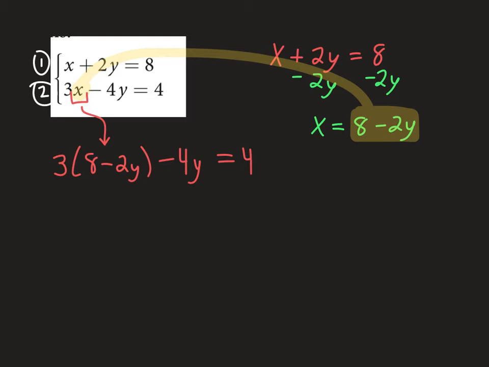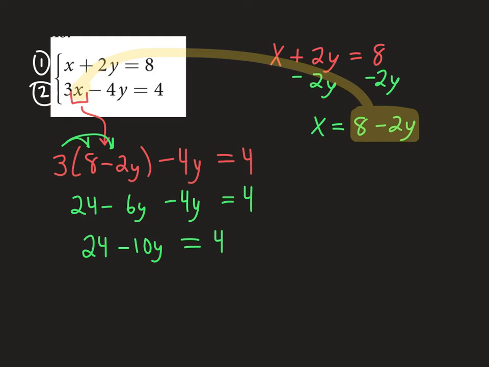So we have this 3 needs to get distributed. So 3 times 8 is 24. Minus 3 times 2y is 6y. We still have the minus 4y. And then it still equals 4. Okay, and now we can keep going. 24, the minus 6y minus 4 more y is minus 10y equals 4.